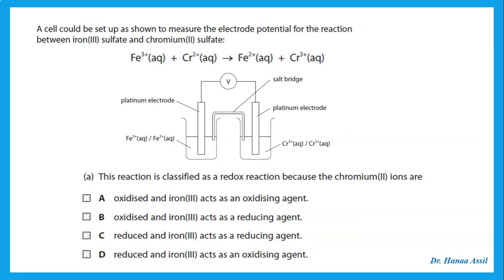A cell could be set up as shown to measure the electrode potential for the reaction between iron 3 sulfate and chromium 2 sulfate. This reaction is classified as a redox because the chromium 2 ions are what? We're starting with chromium 2, ending up with chromium 3. So what happened to the chromium? Of course, it is oxidized, increase in oxidation number or loss of electrons. So it was oxidized. And that means the other species, the iron 3, was acting as what? As an oxidizing agent.